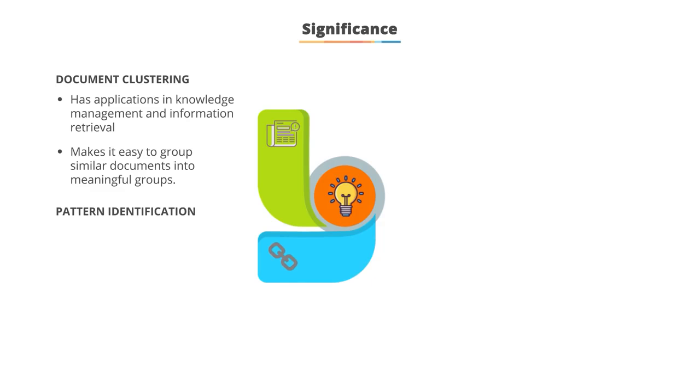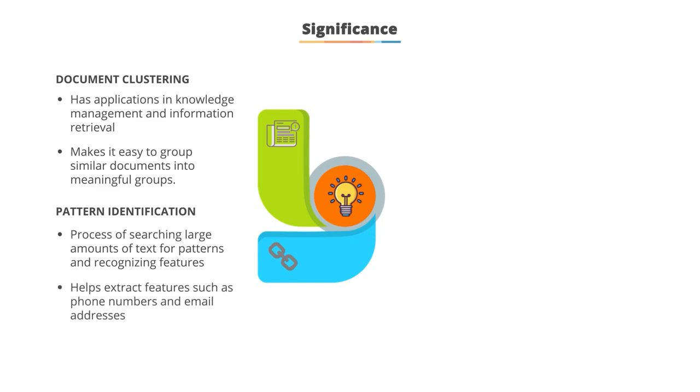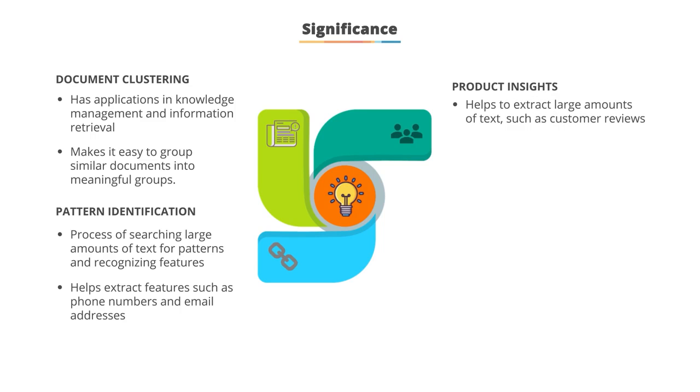Pattern identification. Text mining is the process of automatically searching large amounts of text for text patterns and recognition of features. Features such as telephone numbers and email addresses can be extracted using pattern matches. Product insights. Text mining helps to extract large amounts of text, for example, customer reviews about the products. Mining consumer reviews can reveal insights like most loved feature, most hated feature, improvements required, and reviews of competitors' products.